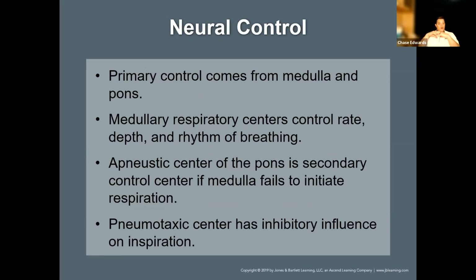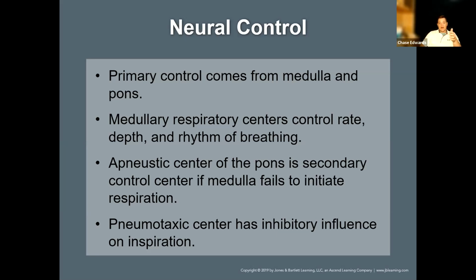So neural control. Let's chat. Neural control of breathing originates in the brain and the brain stem. Primary control comes from the medulla oblongata. Sorry, I had to. And pons. The medullary respiratory centers control the rate, depth, and the rhythm of breathing in a negative feedback interaction with the pons.